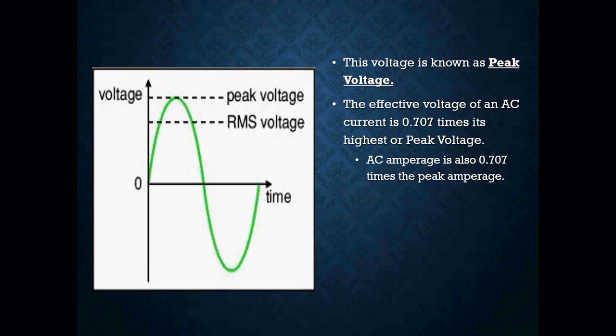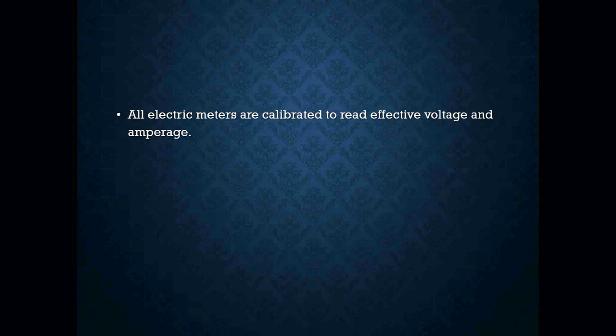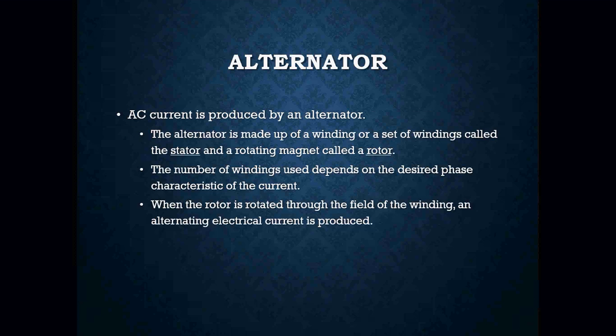Okay, the effective voltage of an AC current is 0.707 times its highest or peak voltage. And the same applies for the amperage. It's also 0.707 times the peak amperage. Okay, all electric meters are calibrated to read the effective voltage and the effective amperage.